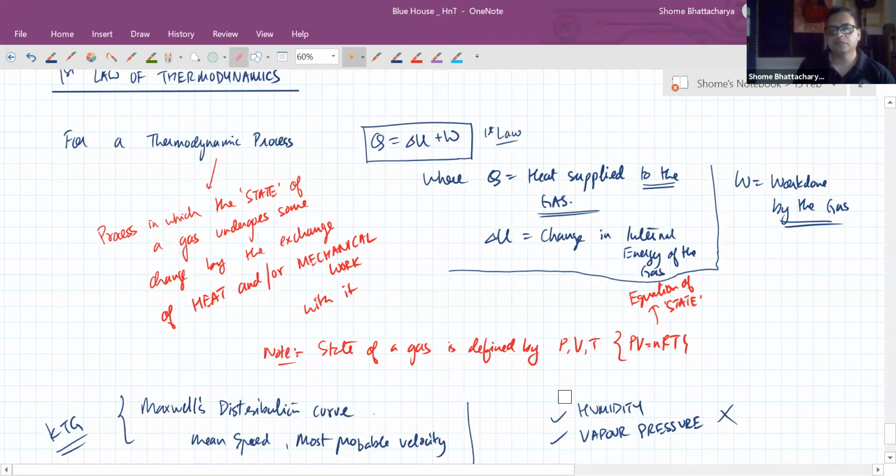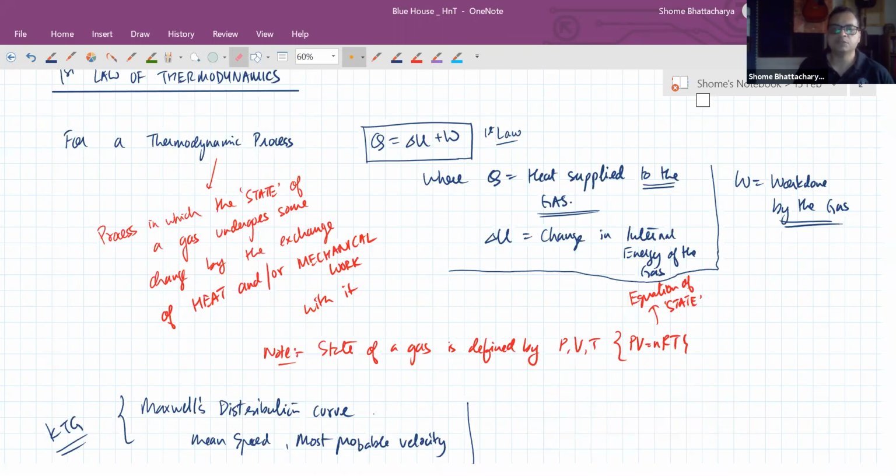So apart from what we've learned in kinetic theory of gases, the extra few things which we'll pick up in the next few lectures will be Maxwell's distribution curve, most probable speed and mean speed. And of course, we'll carry on with first law of thermodynamics from here.